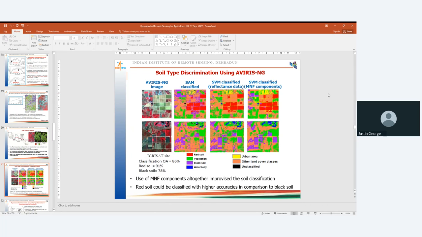to obtain an optimum number of bands or optimum components which can easily identify between two different types of soils, that is red soil and the predominantly black soil. We classified all the reflectance data using a spectral angle classifier, and an SVM classifier was used on the reflectance data, and similarly SVM classification was undertaken using the first 20 MNF components. We found that the use of the MNF components altogether improved the classification results, and with respect to these three classes, we were able to get an overall classification accuracy of more than 85, whereas the red soil we were able to identify much more clearly compared to the black soil.